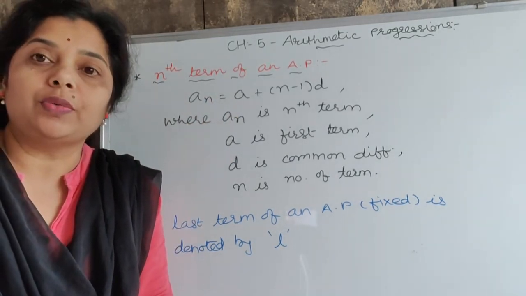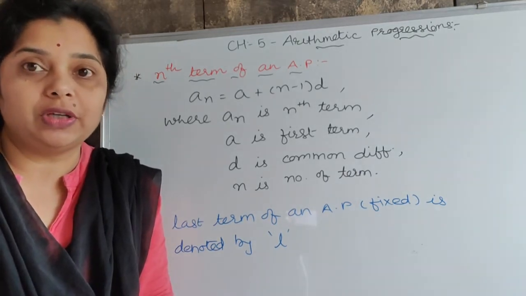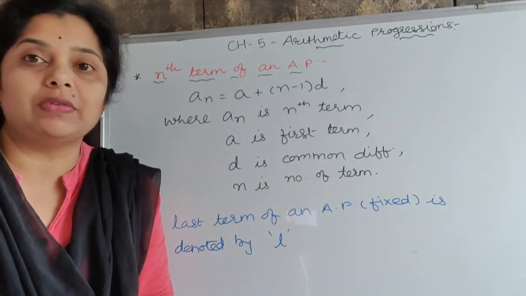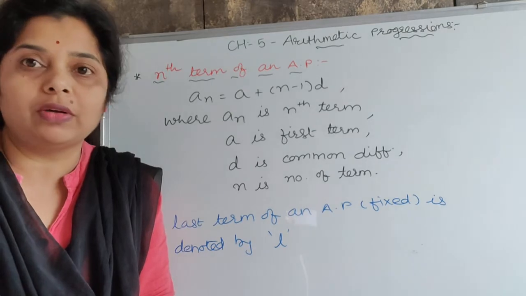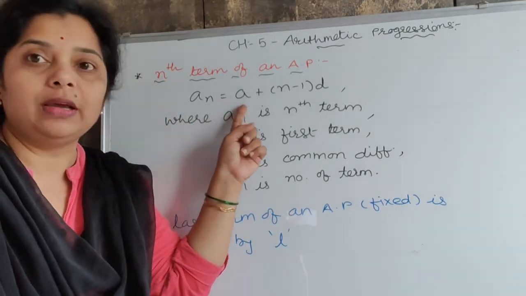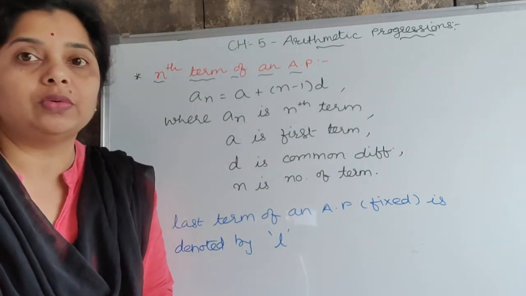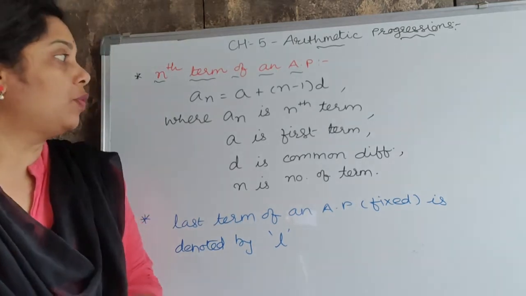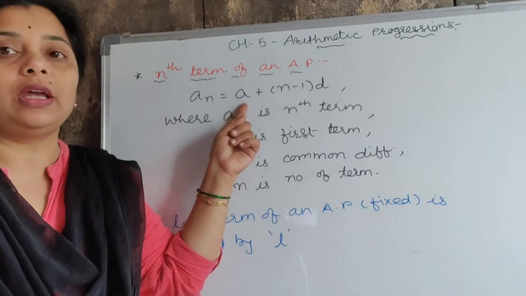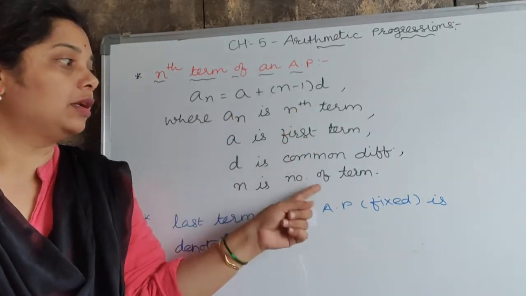For example, if 20 total terms are there in an AP and we are asked to find the 50th term, or 70th term or 80th term, whatever they ask, we find it by using the formula an is equal to a plus (n minus 1) into d. This is the formula to find the value of any term. Here an is the nth term, denoted by an. As you know, a is the first term, d is the common difference, and n is the number of terms.